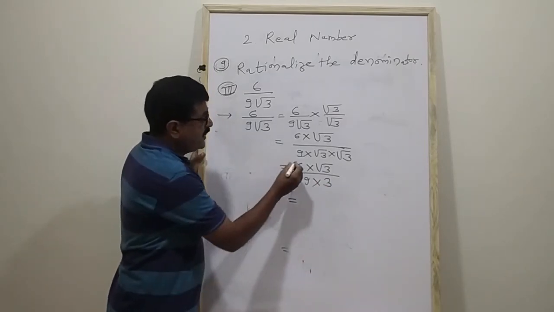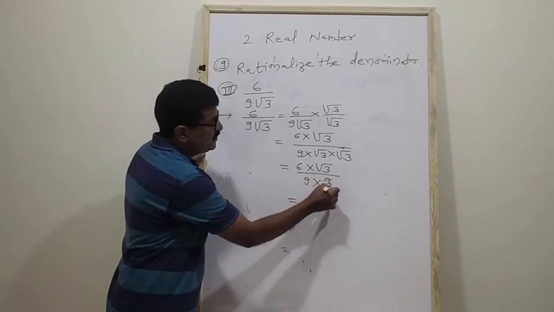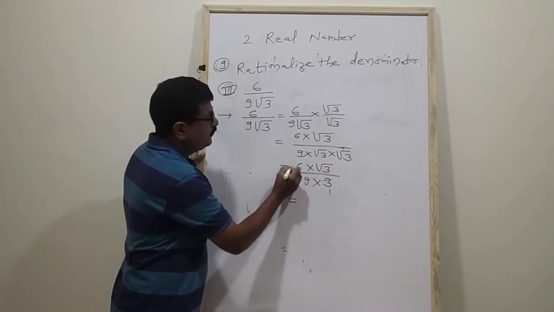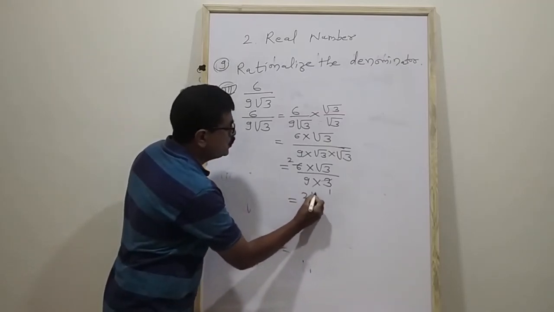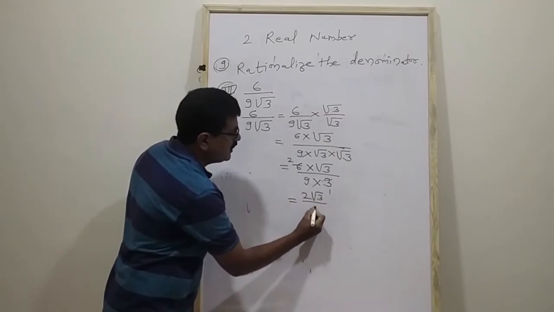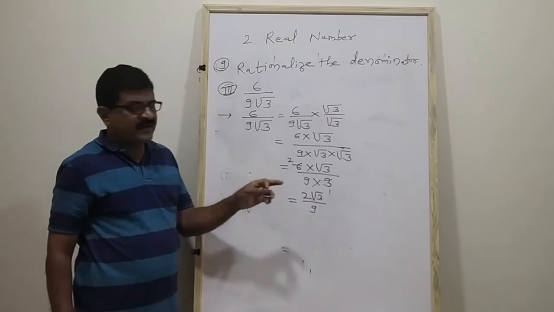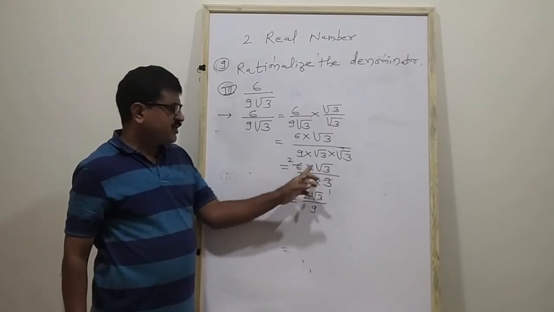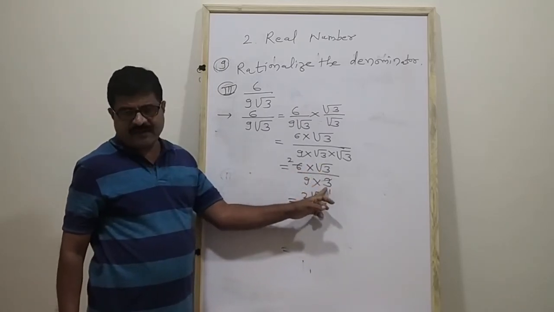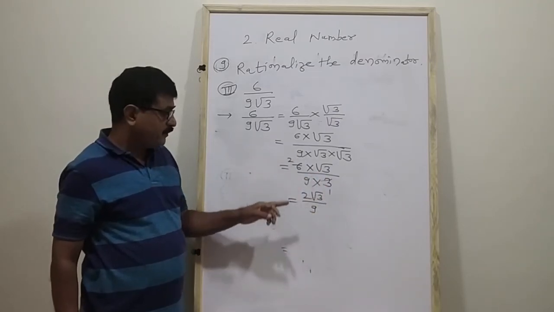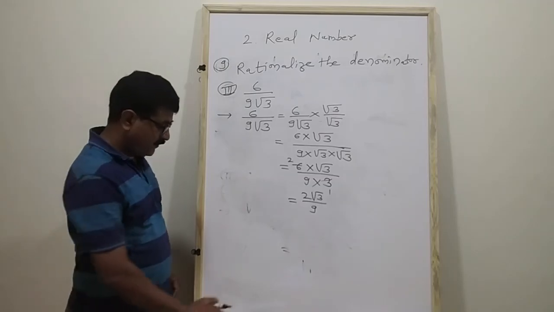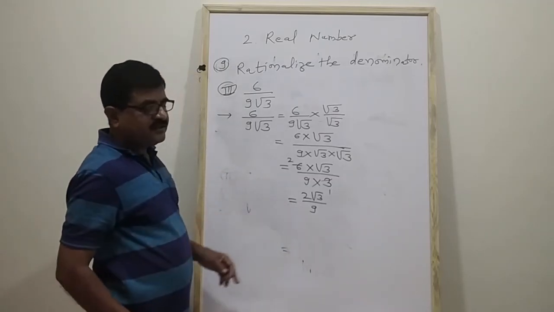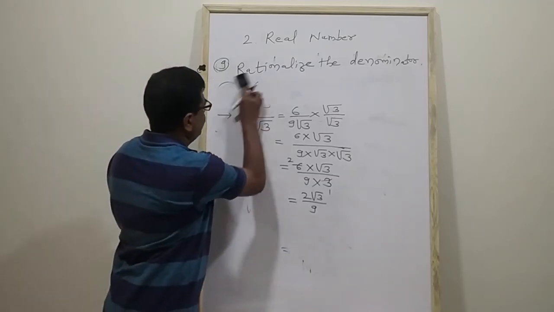Now we can divide by this, dividing by 3, 1, 2. Therefore 2 square root 3 divided by 9. Or we can write this as 6 square root 3 upon 9 into 3 is 27. This is also correct. Therefore answer is 2 square root 3 upon 9. That is in the denominator there is a rational number.